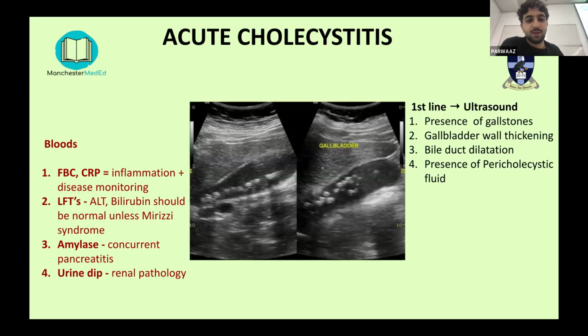Always do amylase with upper abdominal pain, and urine dip again, a bit of a stretch because it's quite high up, but it's very easy to do. And you can miss things like UTIs that can go really far up as well.